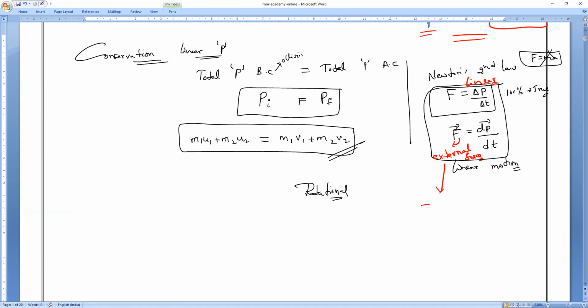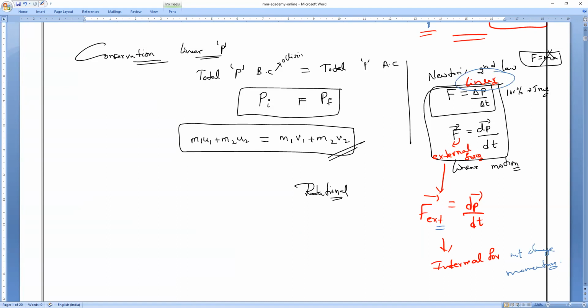That is why we write F external is equal to dp divided by dt, because internal forces cannot change the momentum. Only objects in motion produce momentum. Objects at rest never create momentum. So internal force cannot change the momentum. Only F external. So external force is equal to dp by dt.